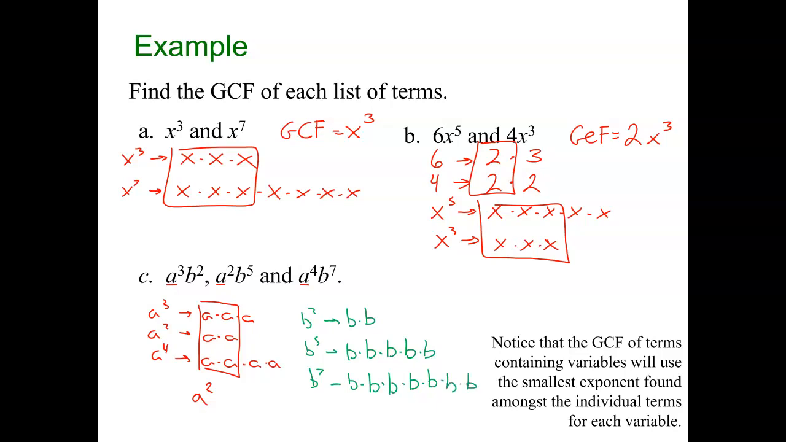How many b's do they have in common? 2. That's my greatest common factor. What do you notice about the GCF for any variables? What do you notice about the greatest common factor whenever we have variables?